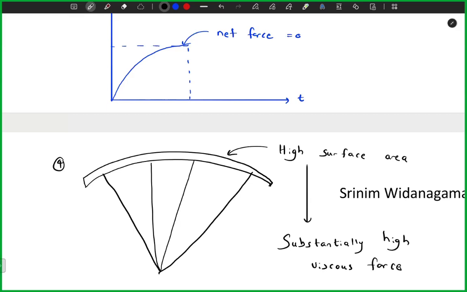Then the viscous force overpowers the weight. Now here again, the upthrust is not considerable because parachutes do not have a big volume. Do you agree? Of course, balloons have. A parachute does not have a substantial volume, but rather it has a great surface area. If it has a high surface area, it has a substantially high viscous force.